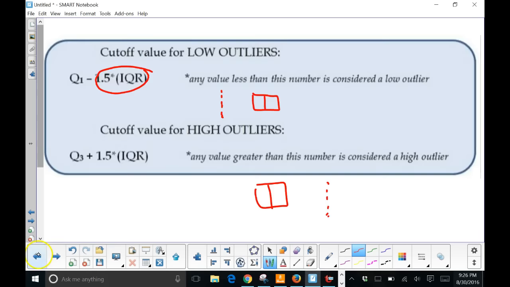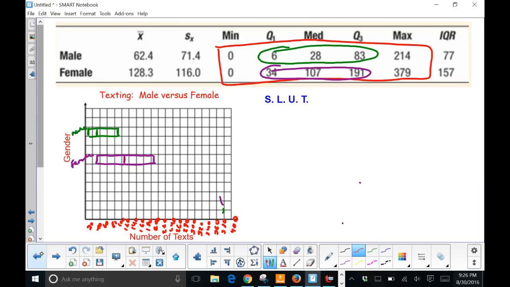So, I'm going to go back 1 second. Let's go over here and test this out. For the males, the IQR, which is quartile 3 minus quartile 1, is 77. We're going to multiply that by 1.5 and get 115.5. Now that's 1.5 lengths of the box. We are going to take that number and add it to the upper quartile, which was 83.